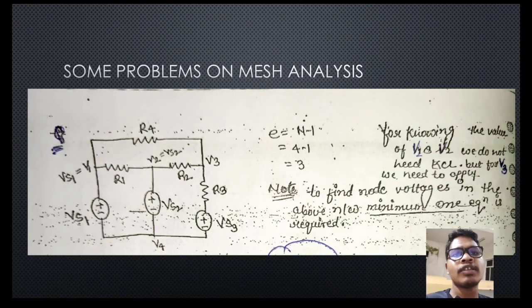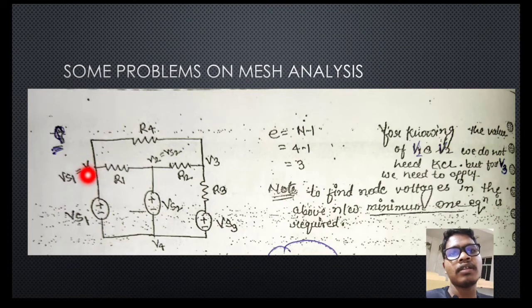Now see some problem on the mesh analysis. This is one problem. Here voltage source 1, voltage source 2 and voltage source 3 are connected in parallel with the resistances R1 and R2, and this resistance is connected with the R4 resistance. So how many nodes are there?